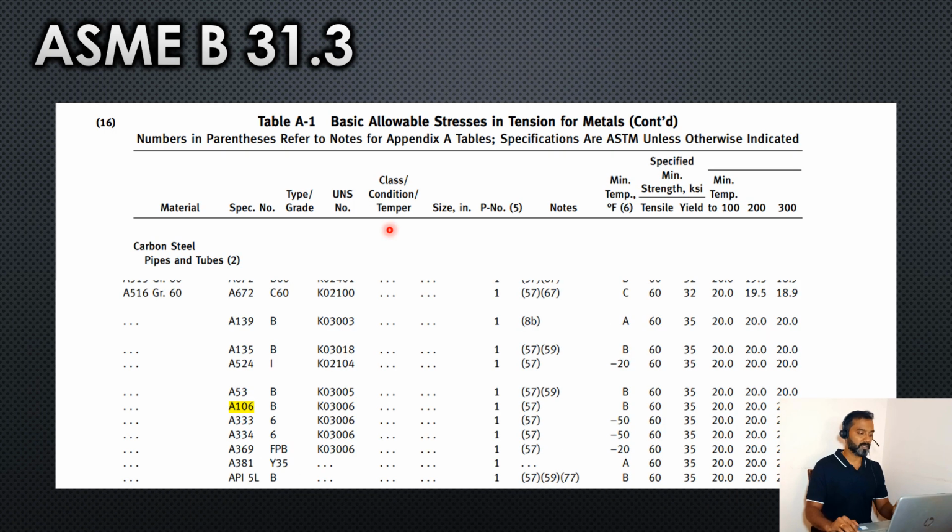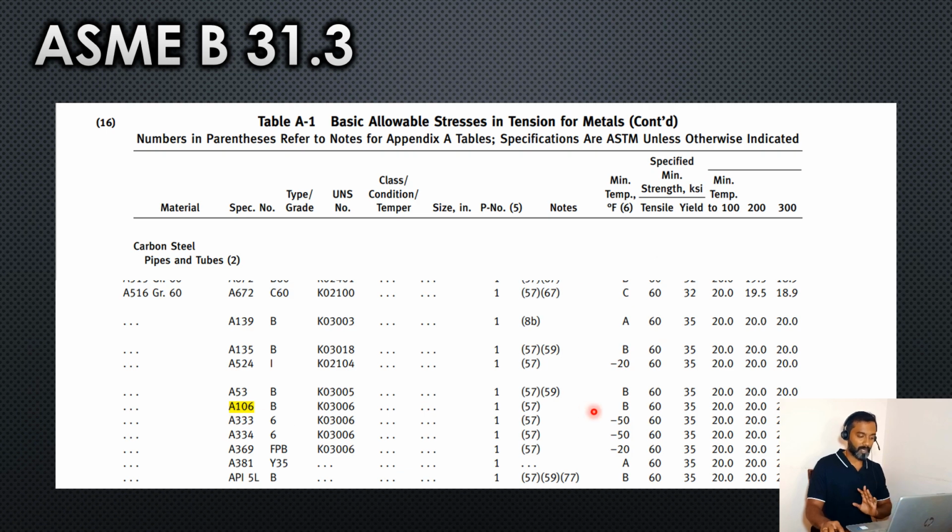Okay. Now let's get into the core area. So this is an ASME B31.3 snapshot. This exactly shows the concept that we have discussed and how it is applied. See, what is the title of it? This is Table A-1. You can refer to ASME B31.3, the basic allowable stresses in tension for metals. If you look at it, you can see the material and the spec number and everything given.